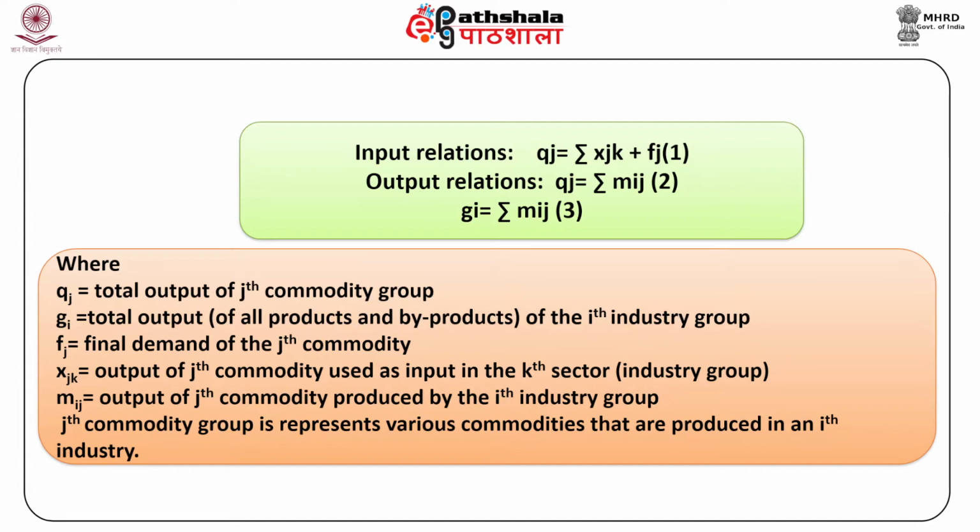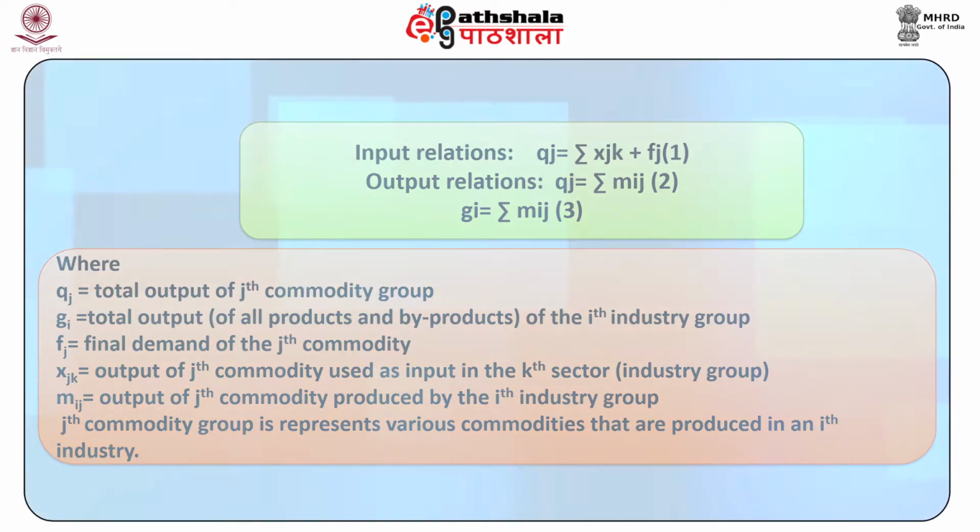Xjk is output of jth commodity used as input in the kth sector, that is the industry group. Mij is output of jth commodity produced by the ith industry group. Jth commodity group is represented by various commodities that are produced in an ith industry. So there can be I1, I2 industries, and every industry will have different commodity groups like J1, J2, so on and Jn. The above symbols without subscript refer to the corresponding vectors.